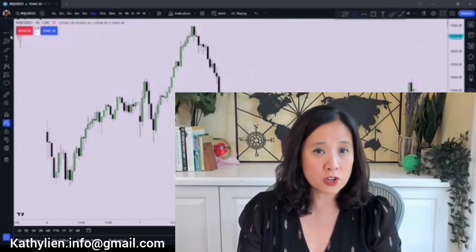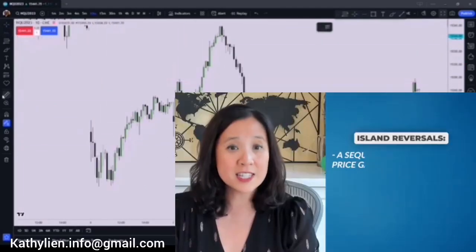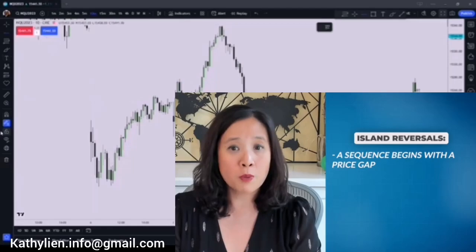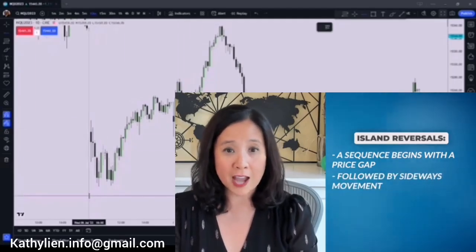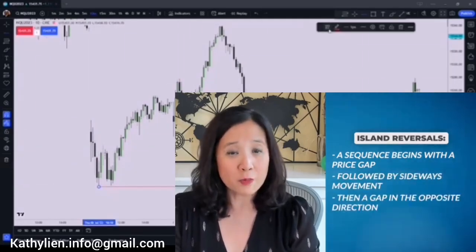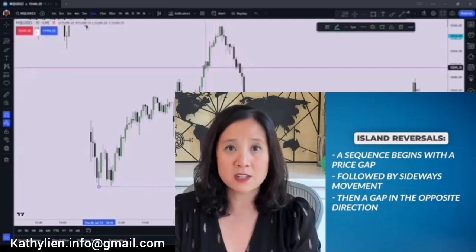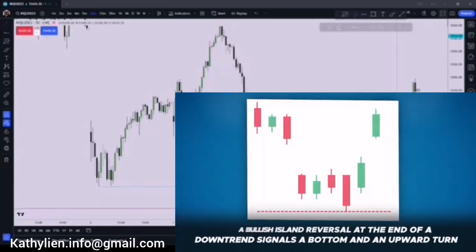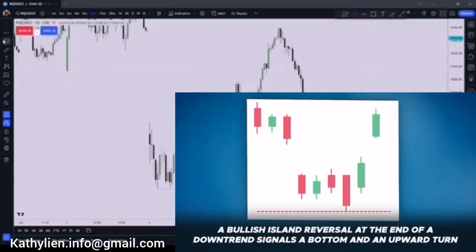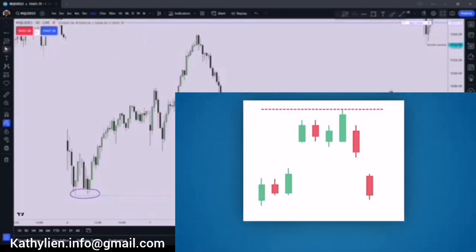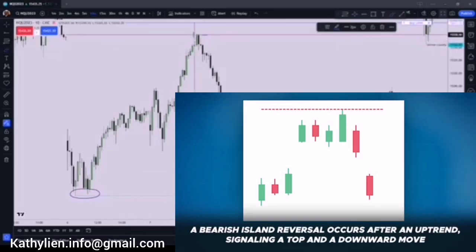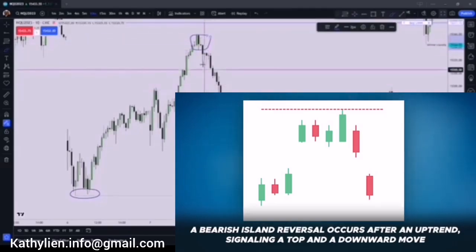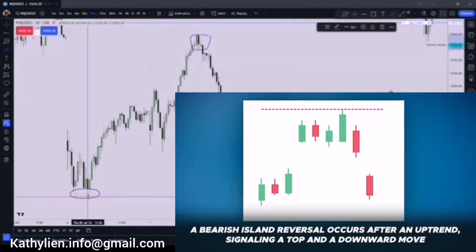With island reversals, what you're looking for is a sequence that starts with a price gap, followed by sideways movement, and then another price gap in the opposite direction. A bullish island reversal typically appears at the end of a downtrend, and that's basically what you want to look for, and signals a potential bottom and move to the upside. A bearish island reversal, on the other hand, occurs after an uptrend and signals a potential top and move to the downside.